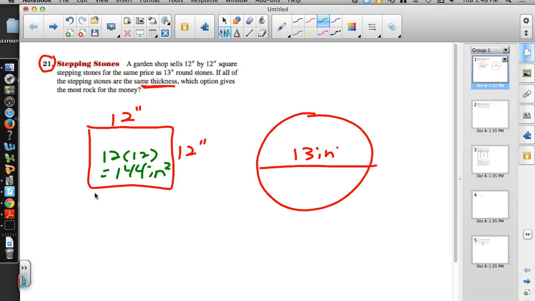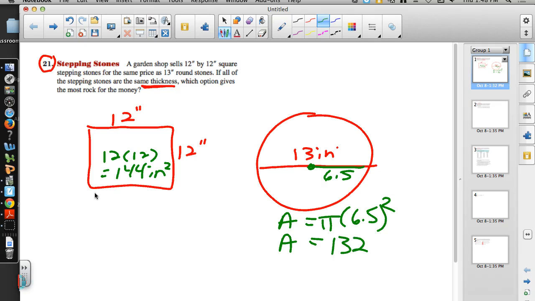But a 13-inch round stone has a radius of 6.5. So the area will be pi r squared, and we of course would use a calculator to figure out approximately that square inches there because we want to compare that to the 144. And this would be 132.732 square inches. I'm guessing that people missed the fact that a 13-inch round stone, that's giving the diameter there.